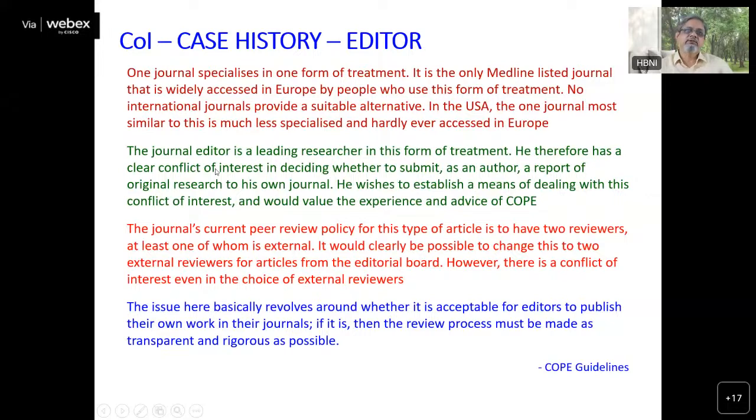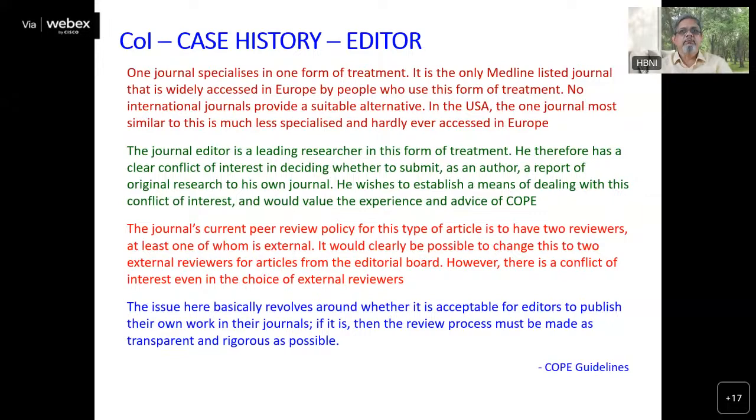And the editor of this journal is also a leading researcher in this form of treatment. See, this problem happens when the field of research is so narrow that, first of all, there are very few people involved in this research, a very highly advanced form of research in a very narrow field topic. So the editor of that journal happens to be a leading researcher.